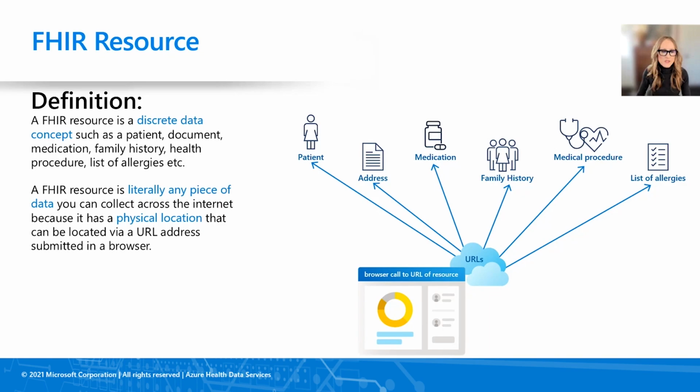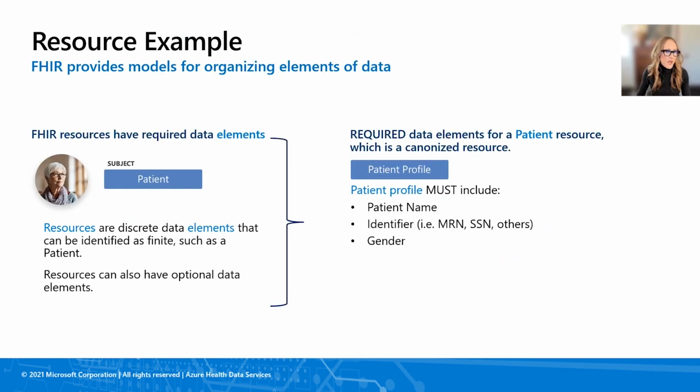So looking at a resource in a bit more detail here, we're looking at a patient. Within the FHIR spec, a patient profile must include the patient's name, an identifier, which we'll cover in more detail, an identifier could be a medical record number, for example, and the patient's gender. These are some of the data elements that must sit within that patient's profile to have that patient considered a full resource by the FHIR standard and definition.